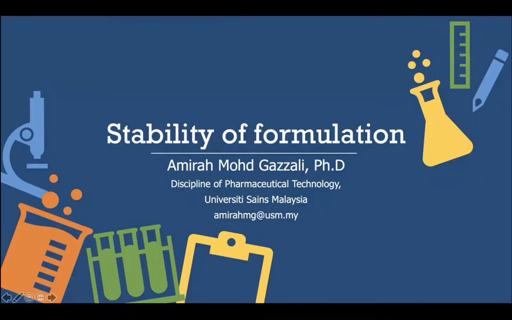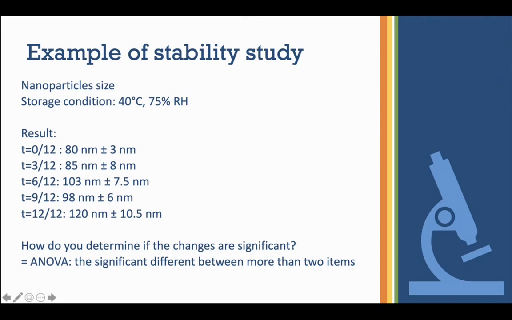This will be the final part for this lecture. So we will have a look at an example of a stability study. Based on the previous example that I gave you, you are going to formulate a nanoparticle formulation. The nanoparticle size is very important, and it is one of the parameters that you evaluate during the stability study. The storage condition is 40 degrees Celsius, with relative humidity set at 75%.